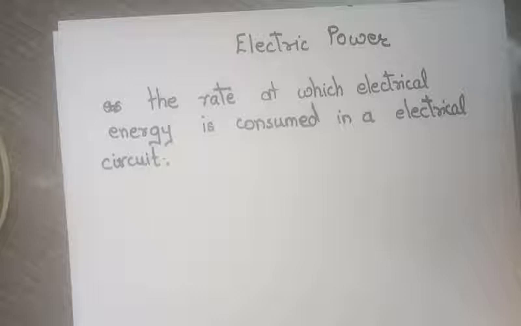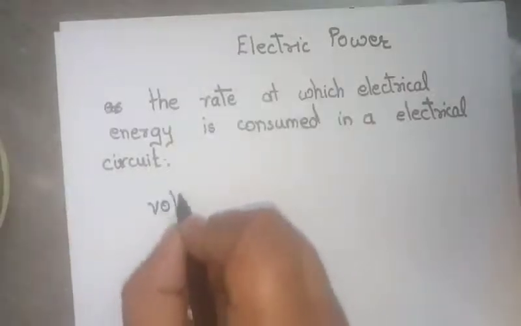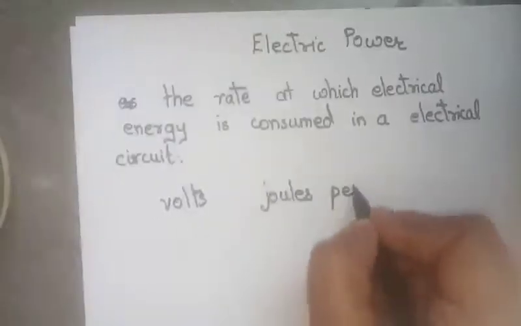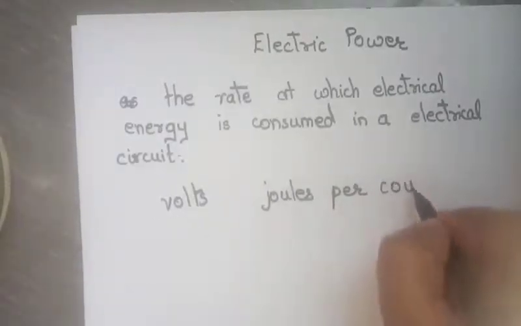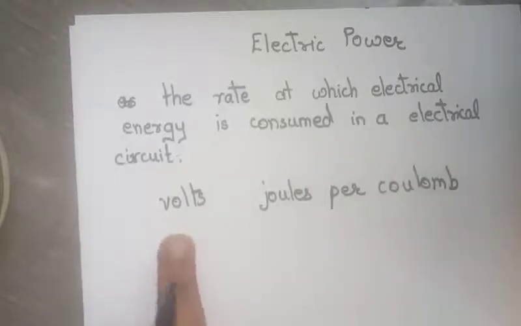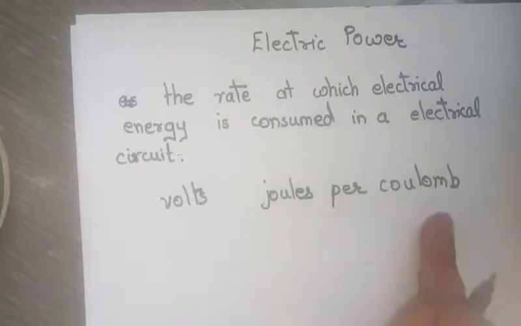The rate at which work is done, that is, when we are talking about electrons gaining energy from a voltage source like a battery. Electrons are able to have energy because of a battery, and we measure that energy in volts, which is joules per coulomb.